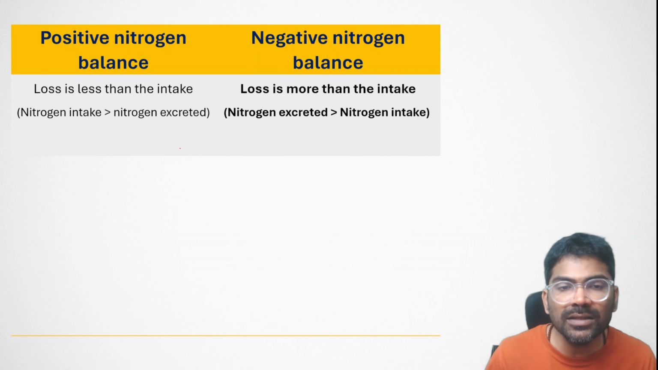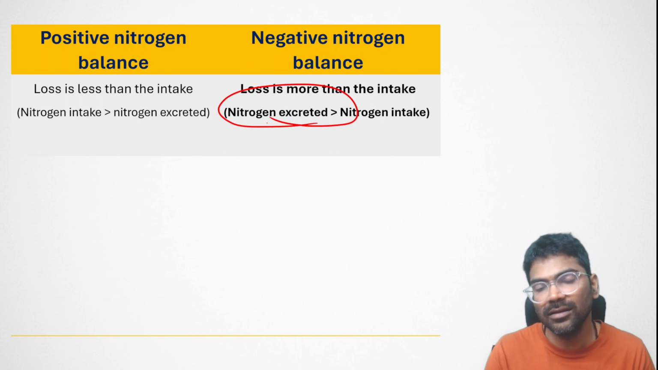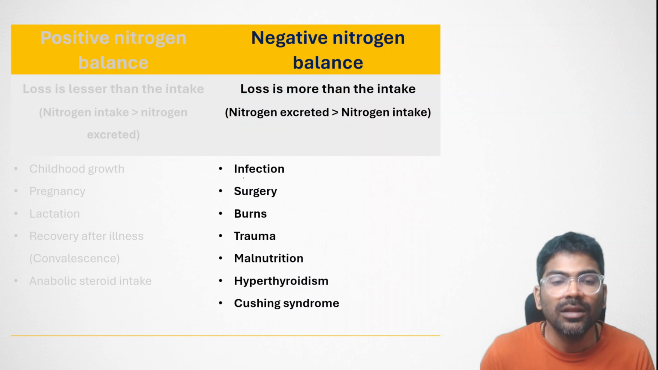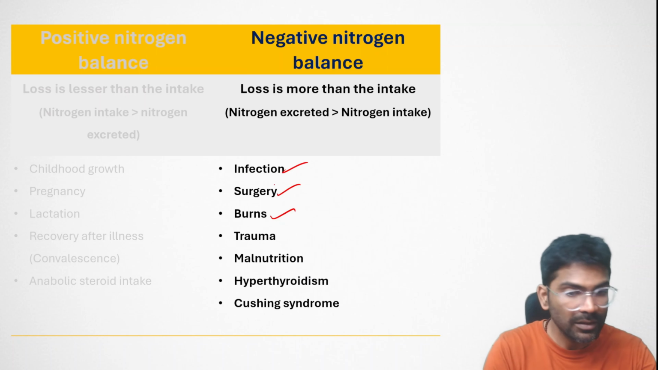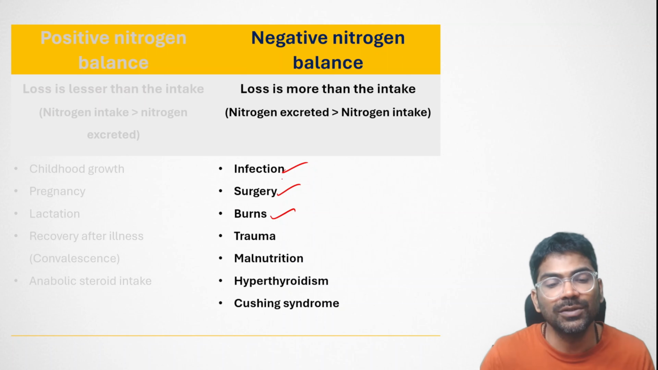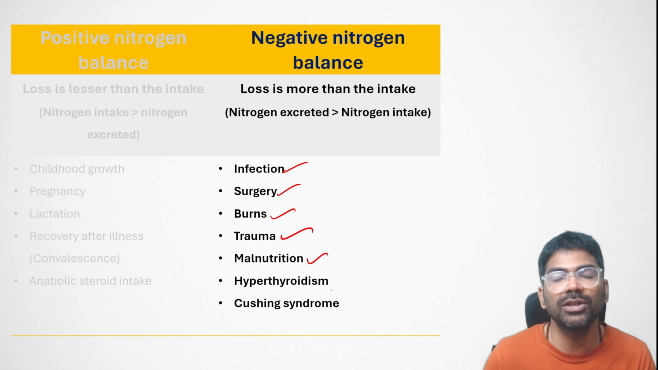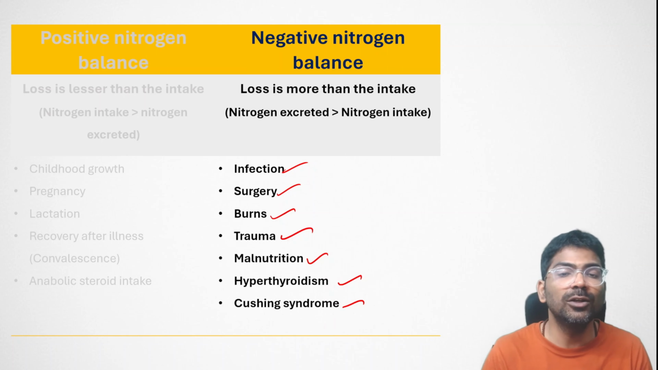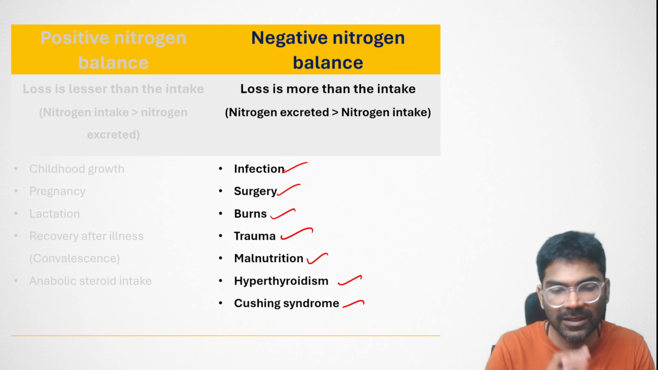What is negative nitrogen balance? More protein breakdown. So nitrogen excretion is greater than nitrogen intake. What are the conditions which lead to protein breakdown? Chronic infections, surgery, burns. So during burns, the proteins are extruded, right? So there will be loss of proteins like albumin and all during burns. Trauma, malnutrition, hyperthyroidism, Cushing syndrome. So all these conditions lead to protein breakdown and negative nitrogen balance.